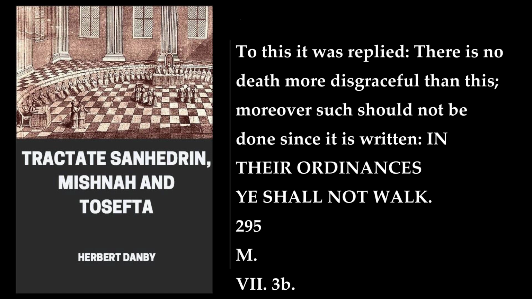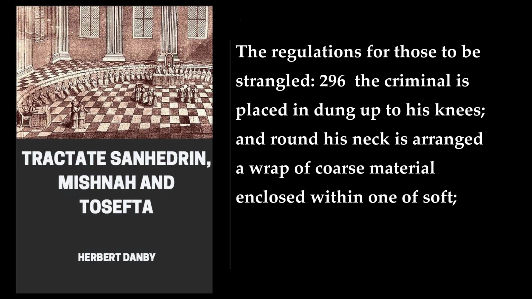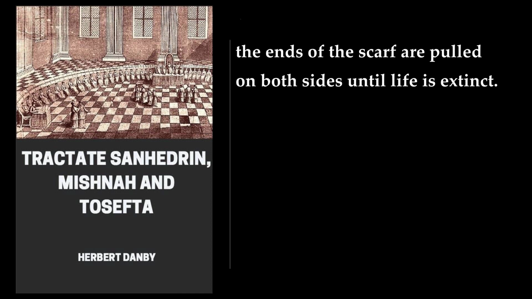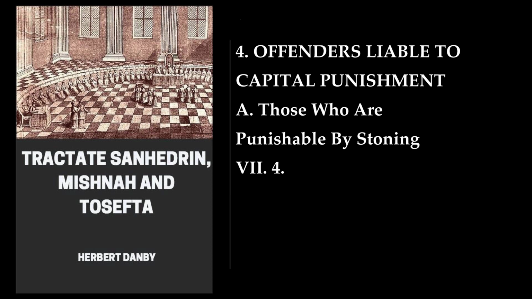M. 7, 3b. The regulations for those to be strangled: the criminal is placed in dung up to his knees, and round his neck is arranged a wrap of coarse material enclosed within one of soft. The ends of the scarf are pulled on both sides until life is extinct. 4. Offenders liable to capital punishment.